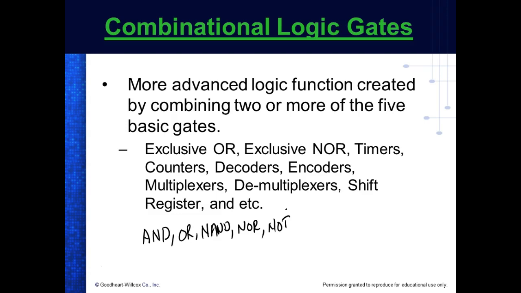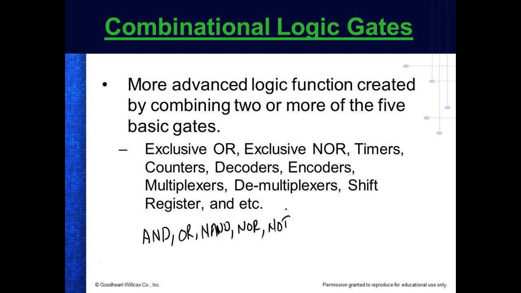Then we run into what we call combinational logic. Combinational logic, the book's got this kind of wrong, is when we use these 5 basic logic gates to create circuits that perform more advanced functions. So like exclusive OR, exclusive NOR, these are combinational logic. Timers, counters, decoders, encoders, multiplexers, demultiplexers, shift registers, and this can go on and on. But all these are made of the 5 basic gates, believe it or not. So all we do is combine these 5 basic logic gates.